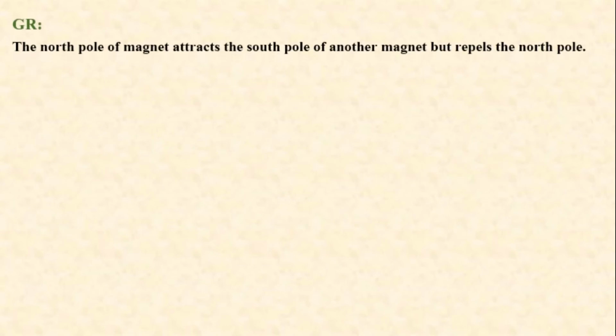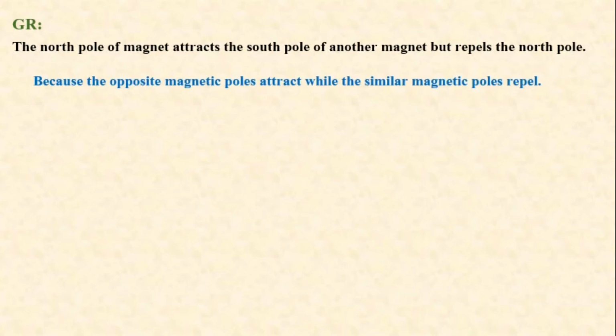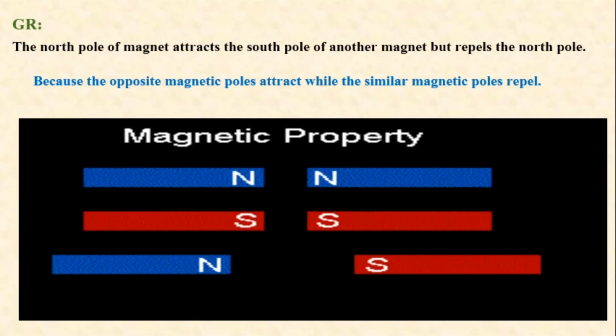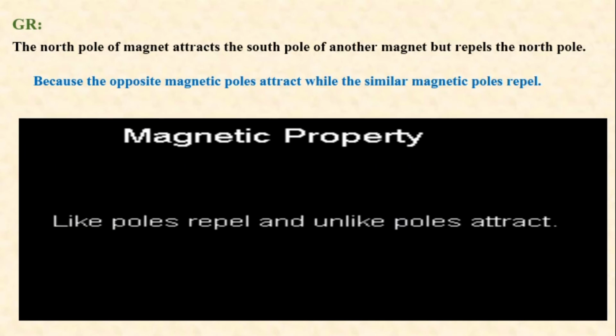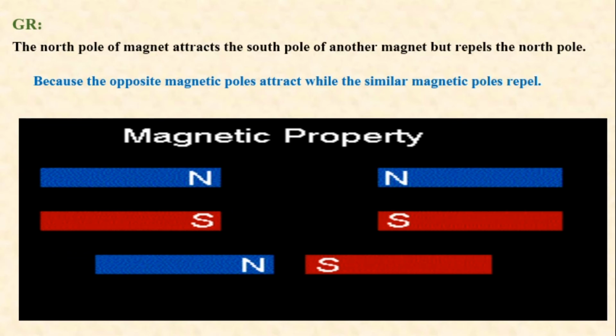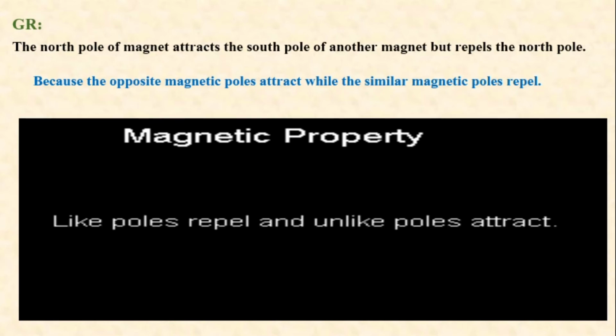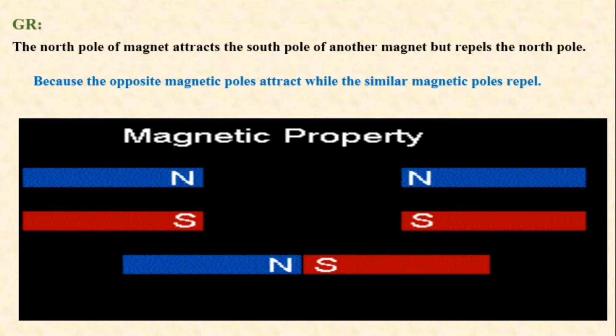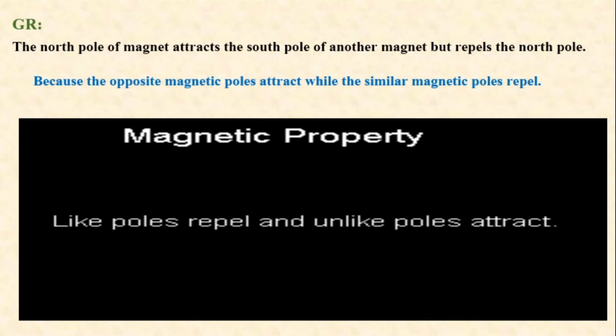So if I asked you, give reason, the North Pole of magnet attracts the South Pole of another magnet but repels the North Pole. Super! Because the opposite magnetic poles or unlike magnetic poles attract while the similar or like magnetic poles repel. So as you can see in this picture, the similar poles or like poles repel or cannot attract each other, while the different poles or opposite poles or unlike poles, they attract each other.